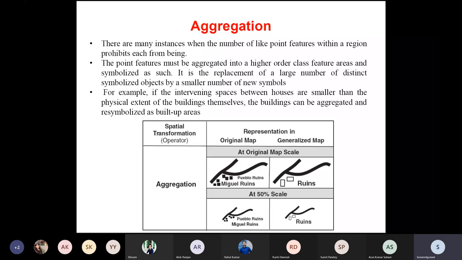Next one, aggregation. In this, a number of points are aggregated together to form a single polygon. Why does this aggregation take place? Because when there is a scale change, there is a possibility that those points will get eliminated or omitted. Therefore, it is better to represent them by a polygon so that they clearly appear on the map. So aggregation is point to polygon. Then amalgamation.